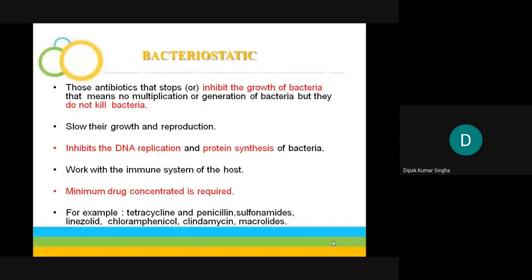But today a question will come: is penicillin under the class of bactericidal, or is it also bacteriostatic? Actually, penicillin is not only one antibiotic. Penicillin is one group, but there are different classes: penicillin G, penicillin V, ampicillin and amoxicillin. So there are different types of penicillin.